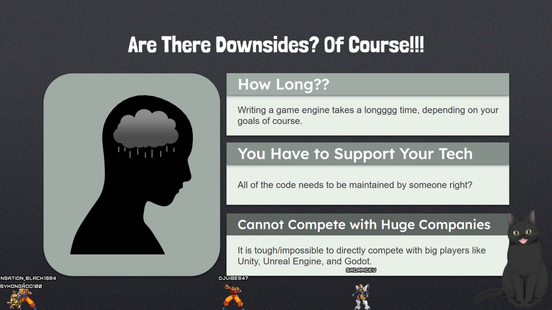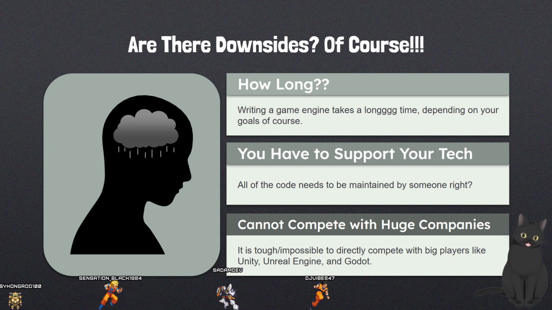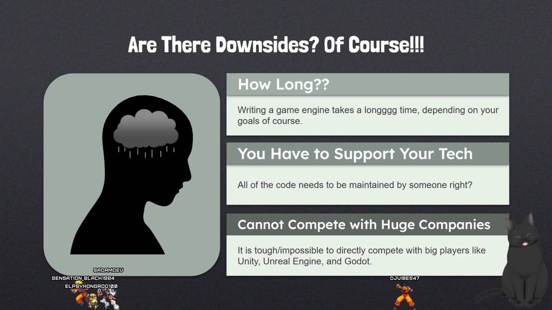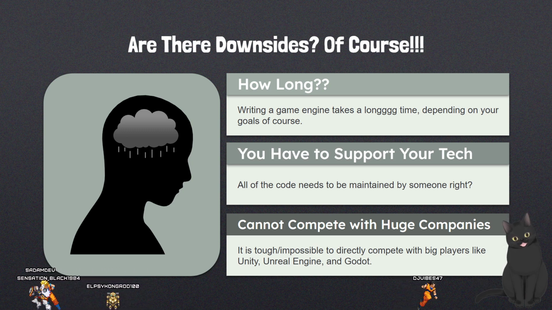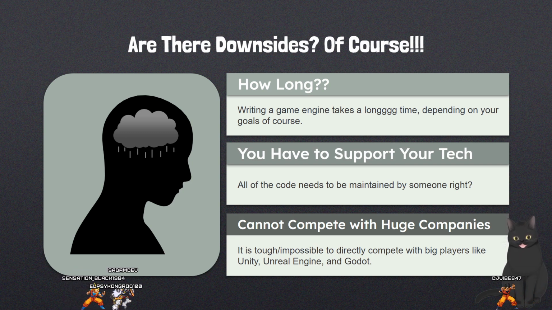All right, so are there downsides? Of course there are downsides. The first big downside that everyone touts, and it's for a good reason, is it takes a long time. Writing a game engine takes a very long time depending on what goals you choose. If you directly compare someone making their own game engine and tech stack and then a game on top of it, versus someone using an existing game engine and just writing their game, the person writing the game on top of an existing engine is always going to go faster. So if your goal is just to make a game, just use a game engine.